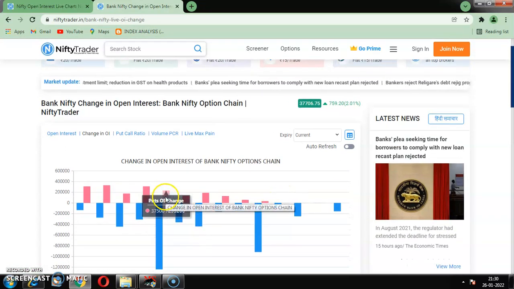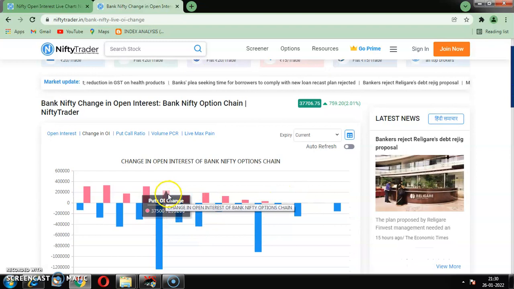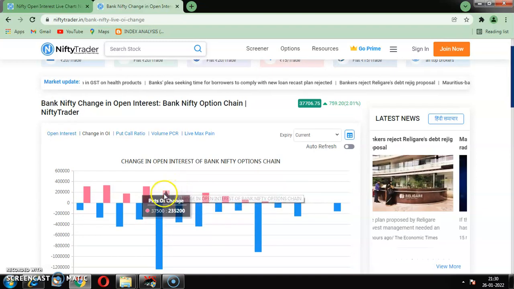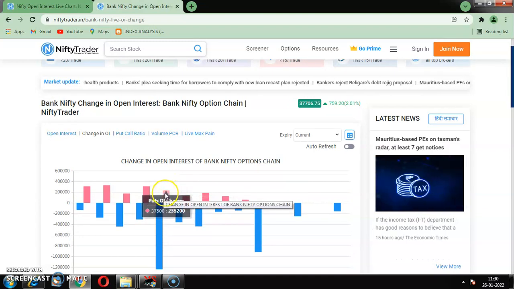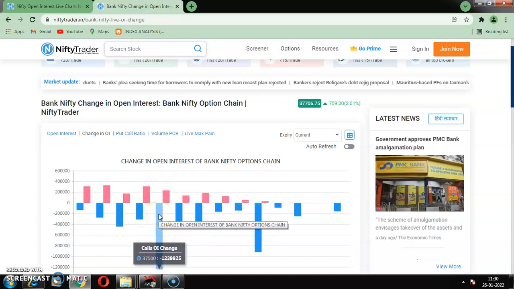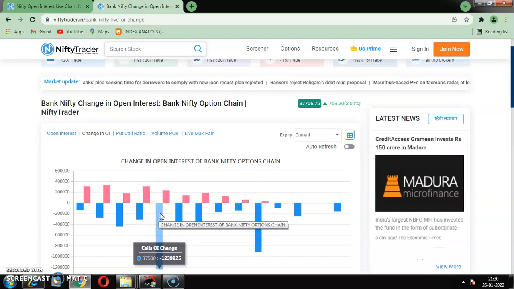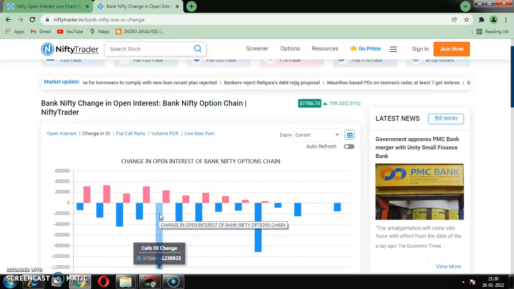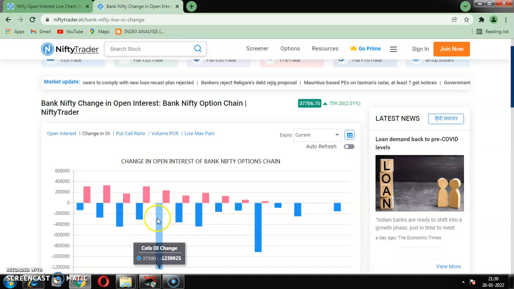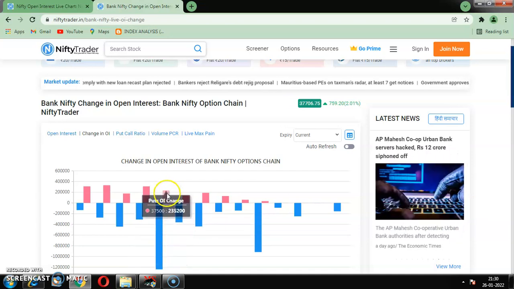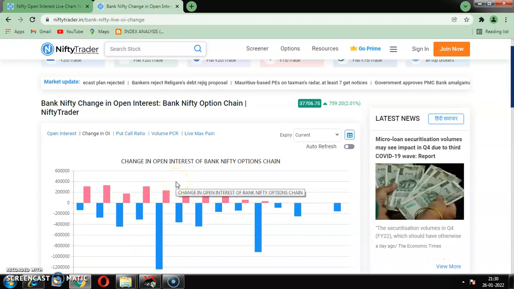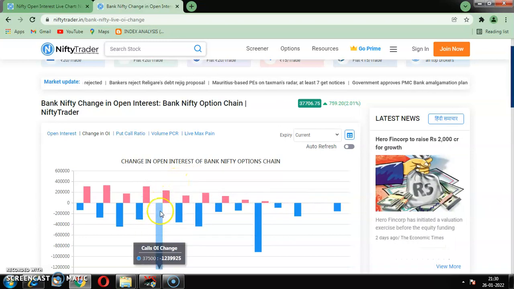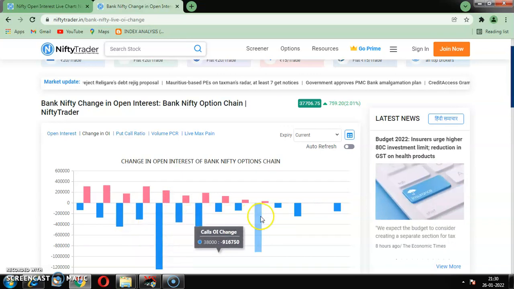You see, at 37,500 the put writing is 2.32 lakh, 35,200 where the call is unwinding. It means those who took the calls, especially the call writers, are unwinding their positions. It means put is getting stronger and stronger. So change in open interest is showing that more put writing is happening and call writing unwinding. You see, call writing is unwinding. Most of the calls are unwinding.